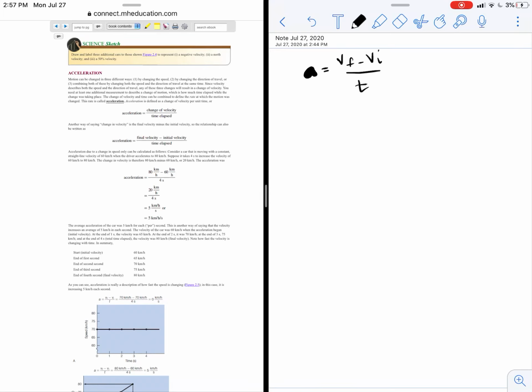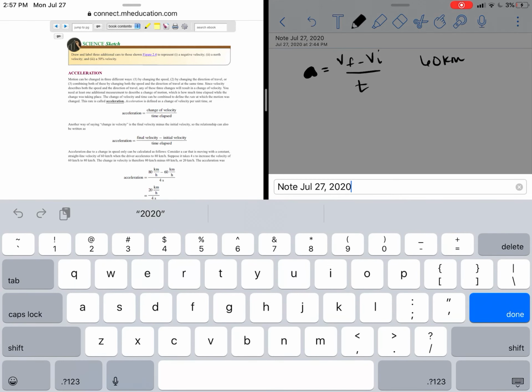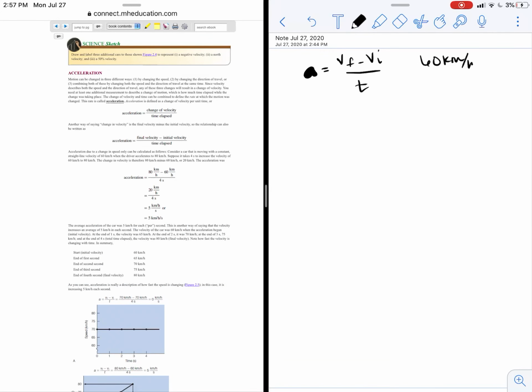So what was our final velocity in that case? We went from 60 kilometers per hour to 80 kilometers per hour in 4 seconds. So our final velocity is 80 kilometers per hour minus our initial velocity, which was 60 kilometers per hour, divided by 4 seconds. Now this is where I'm going to change it a little bit, because I don't like that this is in hours and the time is in seconds.